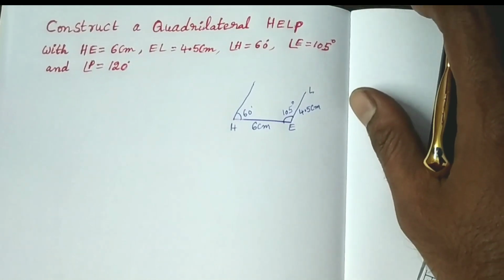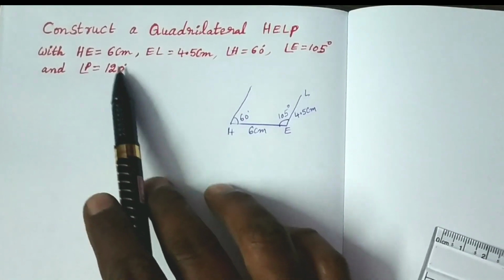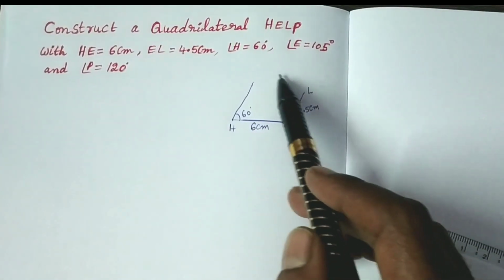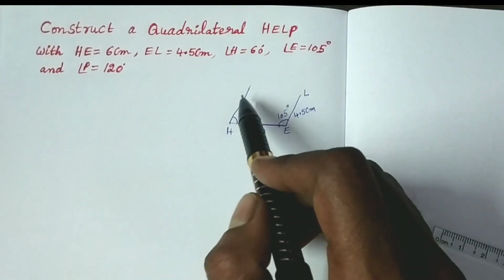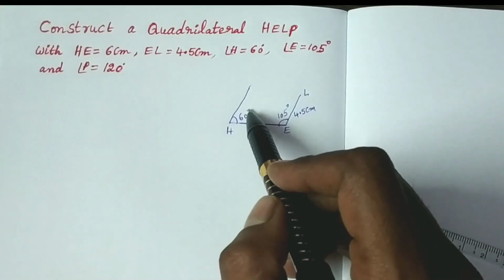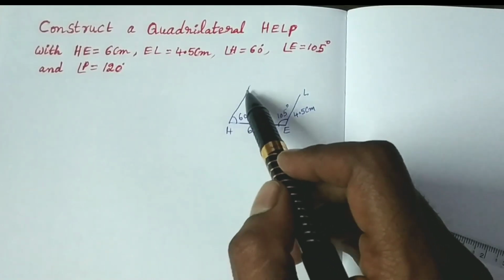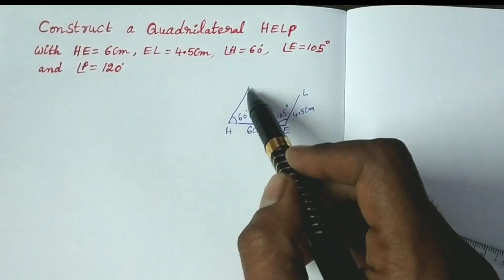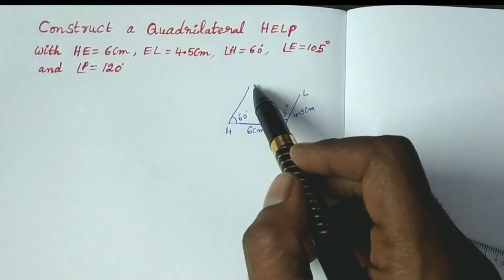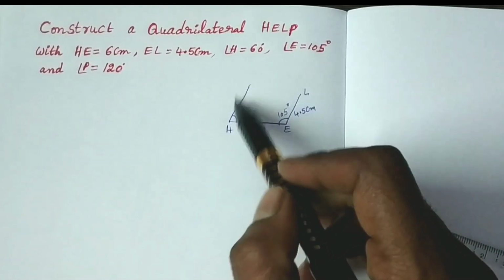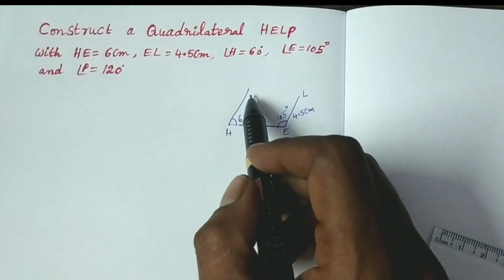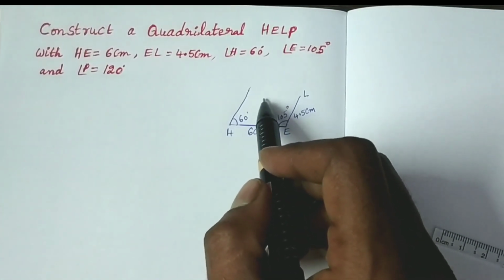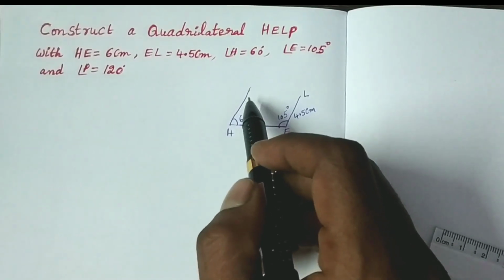Here angle P is given 120 degrees, but with these measurements we cannot find the vertex of P. Why? At least if HP length is given, then we can find the P vertex, but with these measurements we cannot find the vertex of P. So let us go to analysis.